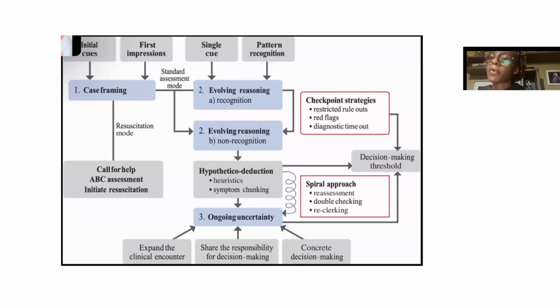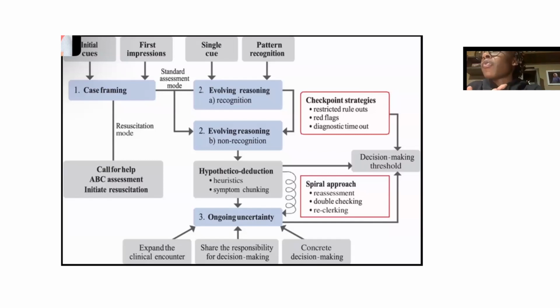So you'll need to sit down and now think. And that's where your hypothetical deduction comes in. You're trying to develop a hypothesis and you're trying to rule in and rule out what the possible diagnosis could be. Now, this is where heuristics and symptom chunking come in. Heuristics is basically these mental shortcuts that you develop when you've managed a certain patient group, or you've managed patients with a certain symptom, you're able to just quickly rule in and rule out certain diseases. And this comes with experience.